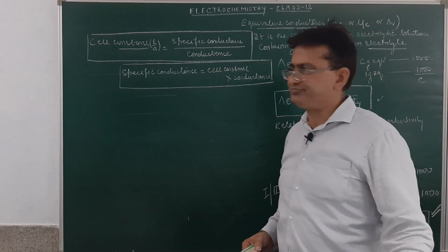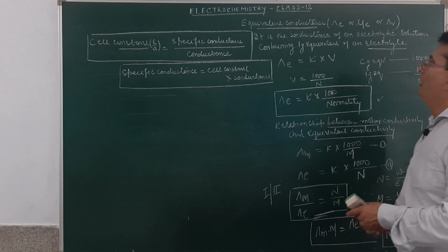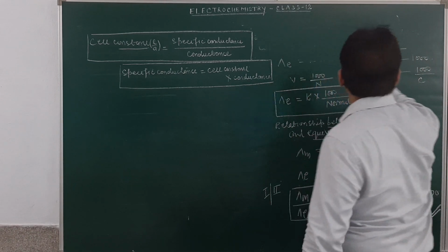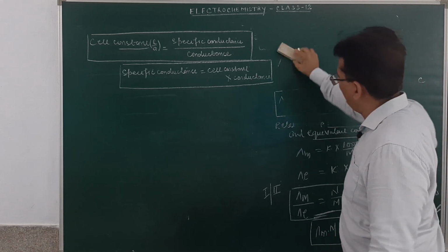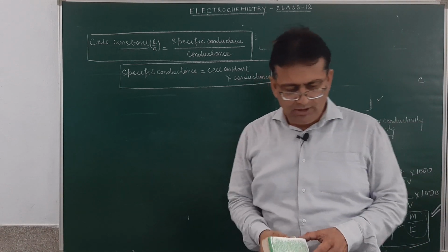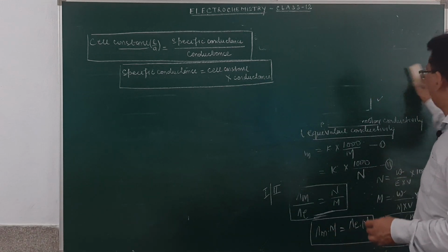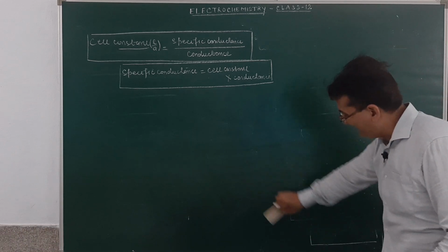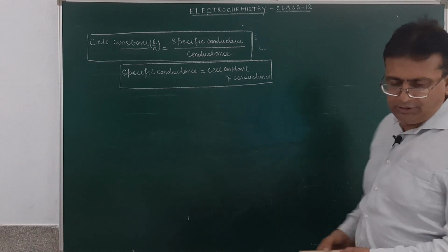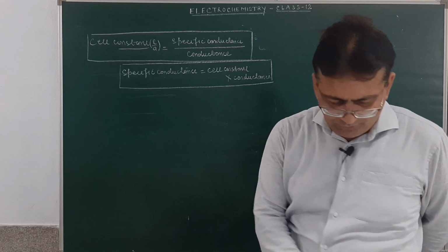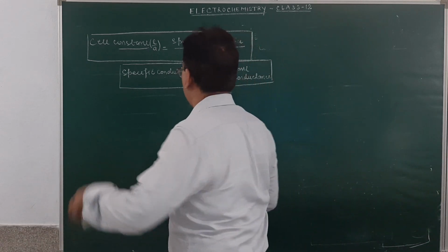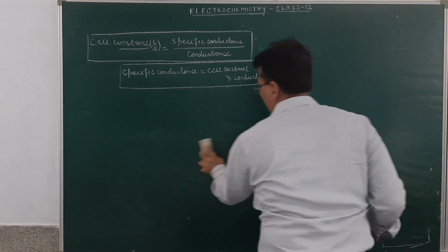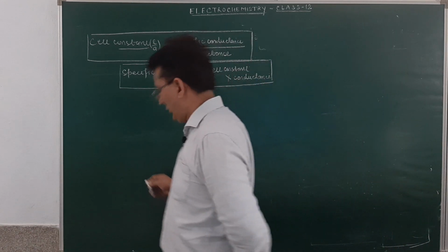Am I clear? Yes or no? So we have done with you what molar conductivity is, what equivalent conductivity is, and what a cell constant is. Now next are the various factors which affect the conductance of electrolytic solutions. What are the various factors which affect the conductance of an electrolytic solution?